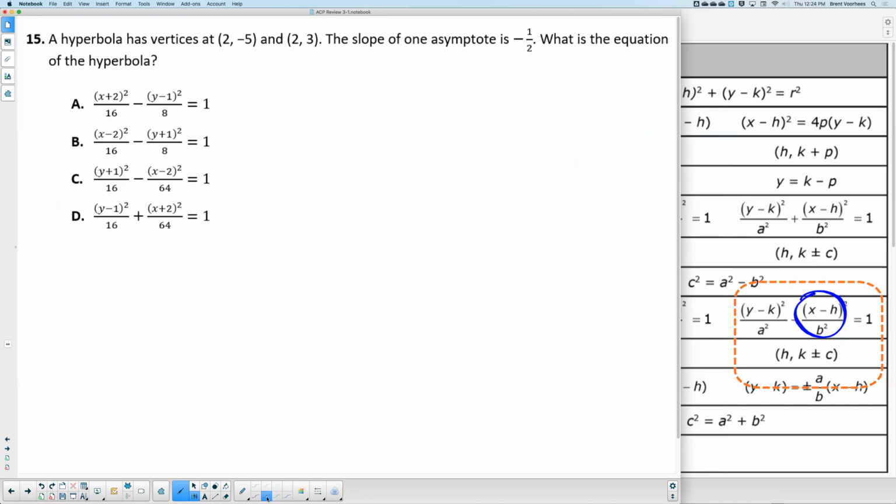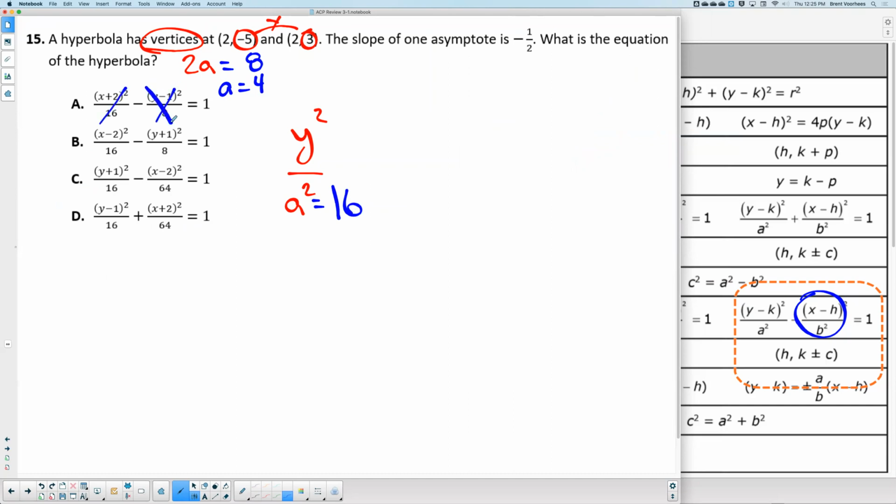Hyperbola has vertices. 2a, 2b, or 2c? 2a. You ask yourself, what's changing? The y. So it'll be a y squared over a squared. So 2a is, I already asked you how much it has changed from -5 to +3? That is a change of 8. So 2a is 8. What is 1a? 4. And what is a squared? So 16 has to be with the y squared.